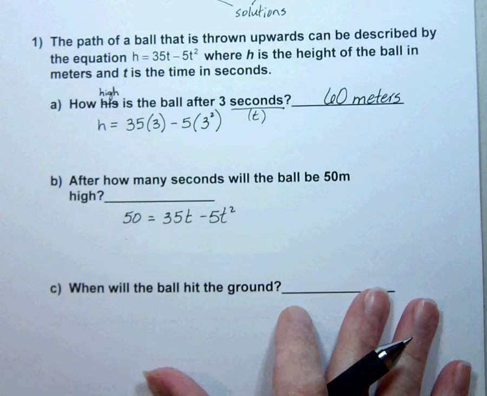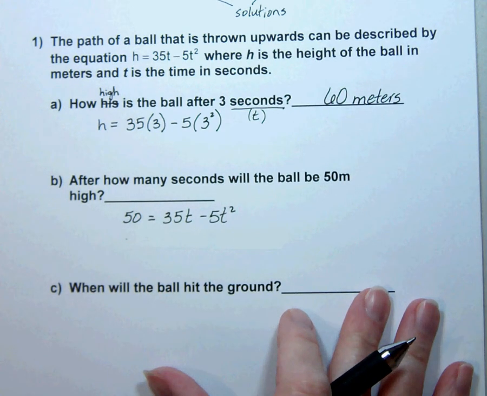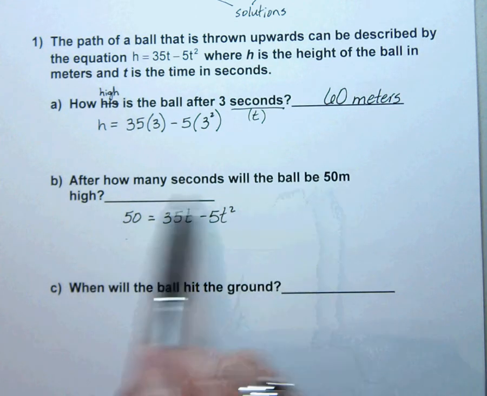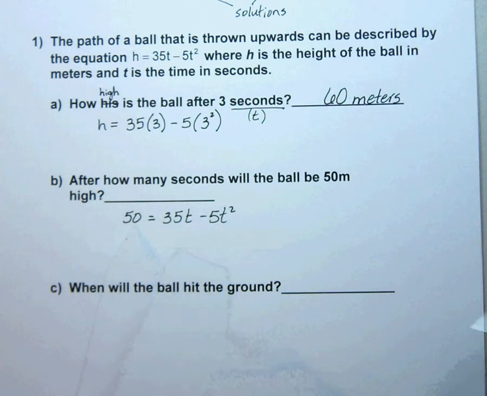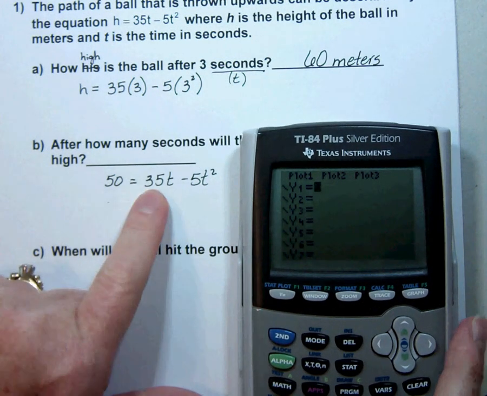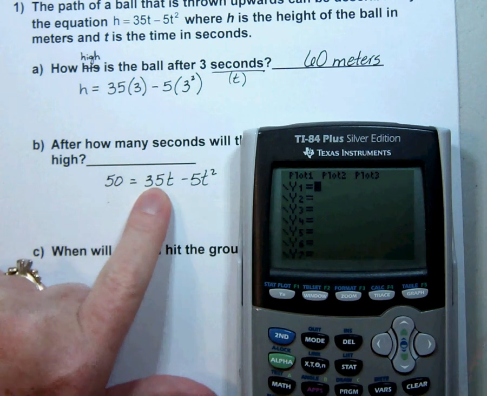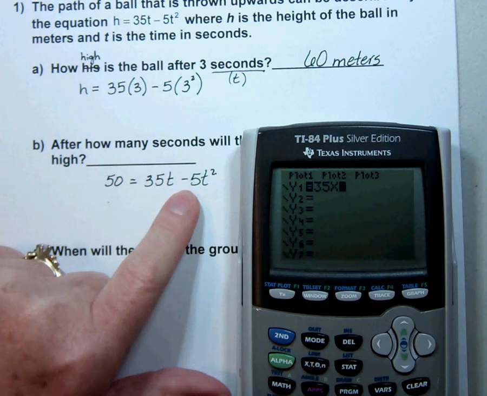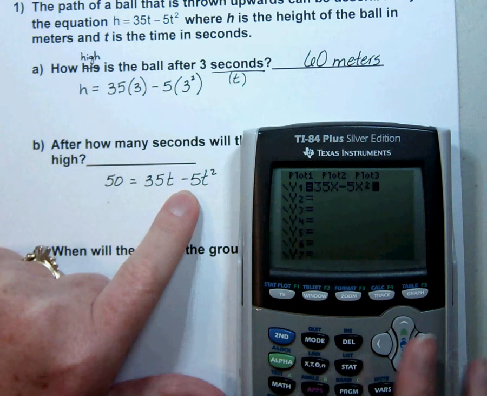Okay, on the next one, it wants to know seconds, and it's giving you 50 meters high. So you want to figure out after how many seconds it is 50 meters. Let me show you how you can do that in the calculator. Go into y equals and type in the equation, not the 50, but just type in the 35, and we'll use x instead of t. So 35x minus 5x squared.